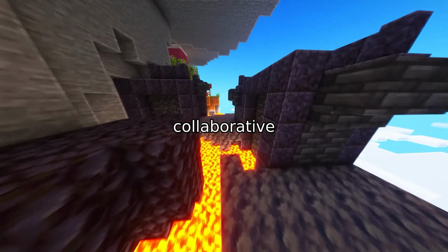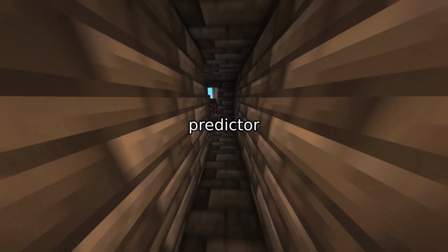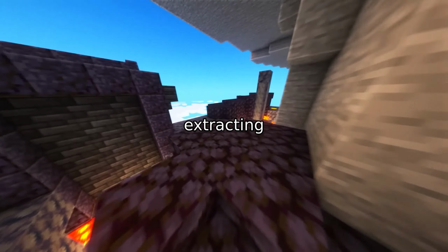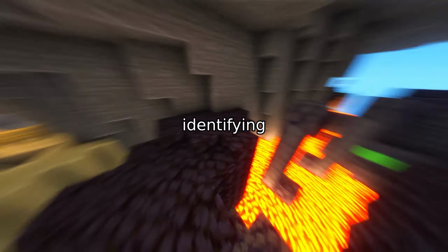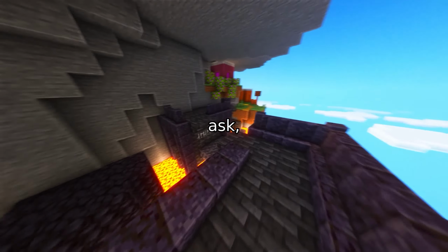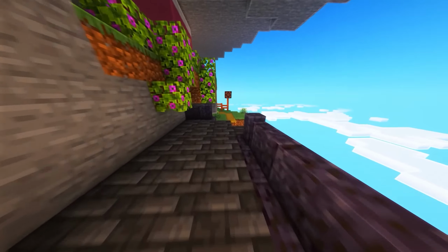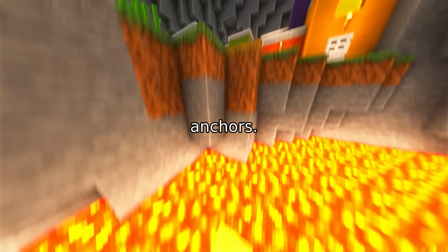AnchorRAG introduces a collaborative architecture of AI agents, each with a specialized role. First, a predictor agent analyzes your query, extracting key entities and semantic cues. It's like a detective sifting through clues, identifying potential starting points even when the input is vague. For example, if you ask, "What university did Romney attend?" the predictor might flag Mitt Romney, education, or political figure as relevant anchors.